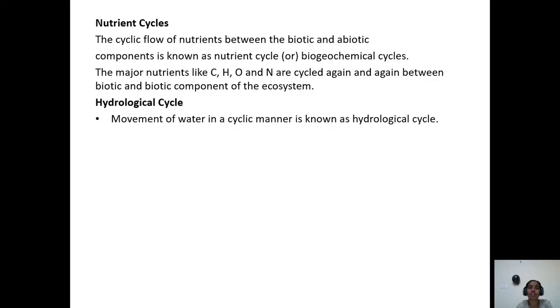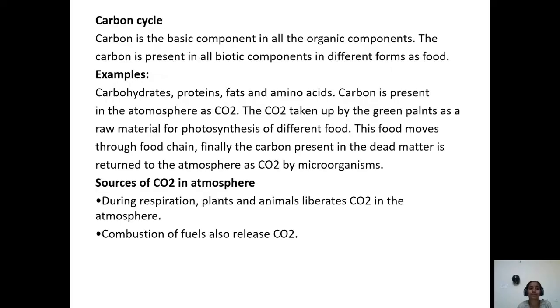Hydrological cycle: movement of water in a cyclic manner is known as the hydrological cycle. Carbon cycle: here the organic compounds are carbohydrates, proteins, fats and amino acids. Carbon is present in the atmosphere in the form of carbon dioxide and carbon monoxide. The CO2 is taken by the green plants for photosynthetic activity, and they give out oxygen.